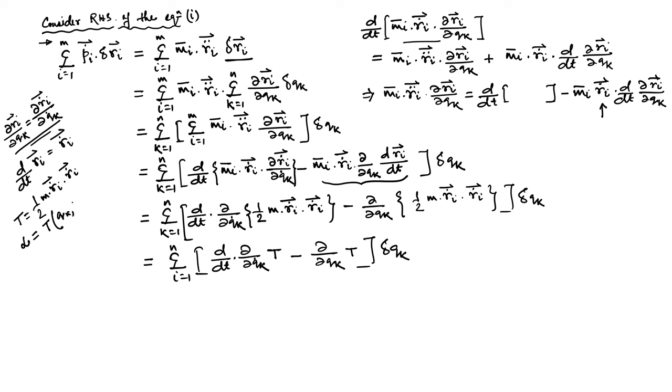So, this is a function of qk and qk dot, minus v, which is a function of qk. If that is the case, then we can write this expression. We can further modify it, because if we differentiate v with respect to qk dot, this will be equal to 0. So what we have here is the sum over i equal to 1 to n of d/dt of ∂/∂qk dot in place of t.